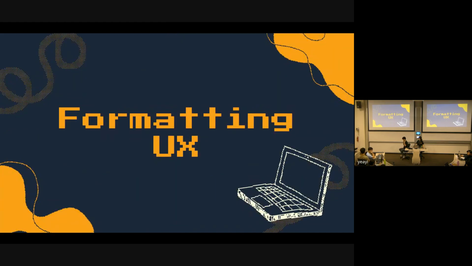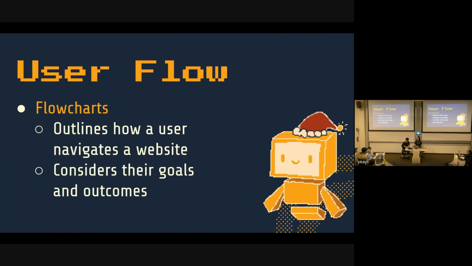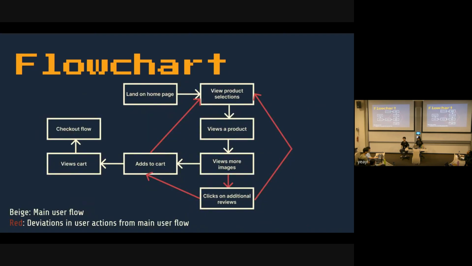So now we've talked about the UX design and the principles. We have to learn how to format it. When it comes to formatting UX, you will want to consider the user flow. What the user flow is basically outlining is how a user navigates their website. It considers their goals and outcomes and how they might use your website as a whole. And you can format this in the form of flowcharts.